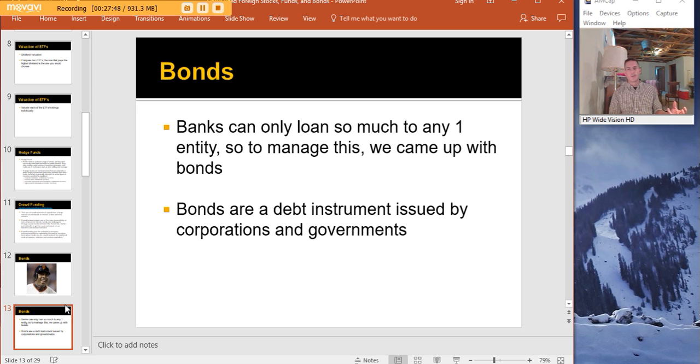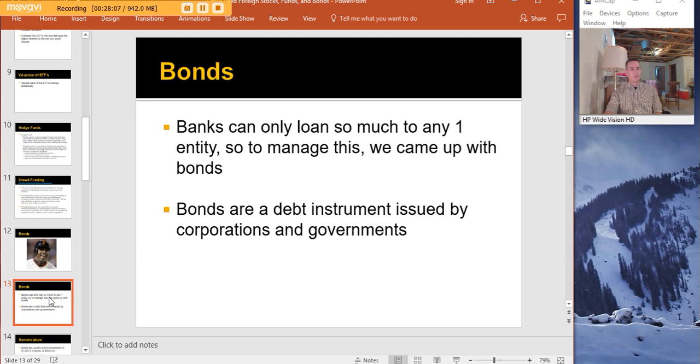So in order to overcome this, what companies can do is now solicit money directly from investors and issue what's called a bond, or a debt instrument that's called a bond. Governments issue these, corporations do, municipalities, including our government.